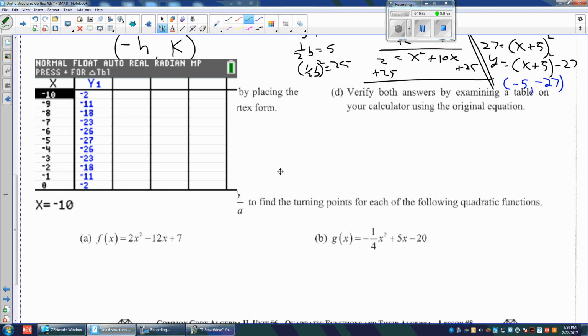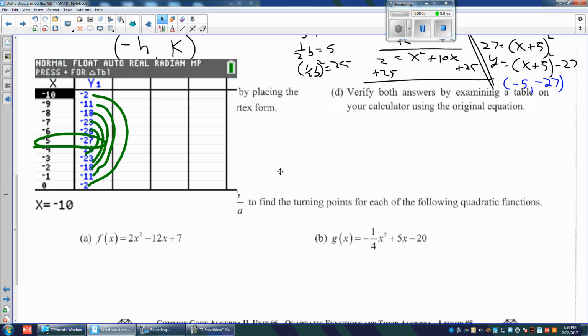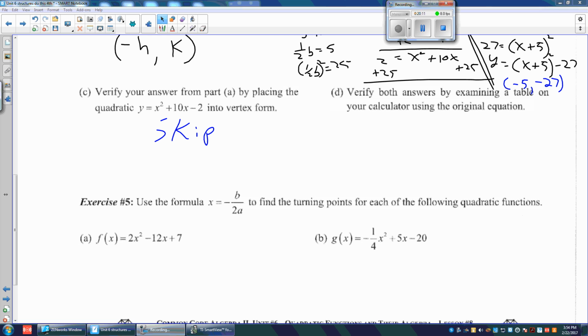And what do we know about the turning point? We know the turning point is going to be symmetrical. We have negative 2's there, we have 11s there, we have 18s there, we have 23s there, we have 26, symmetrical. There we go, -5, -27. It checks. I know you can't write down that whole table that big, but you can write it right there, x and y. Rewind it if you didn't write down the numbers.